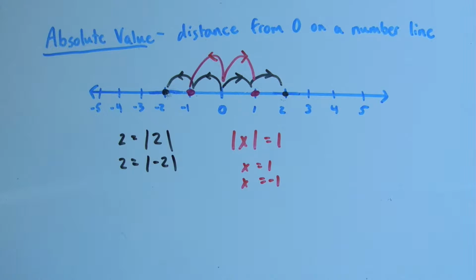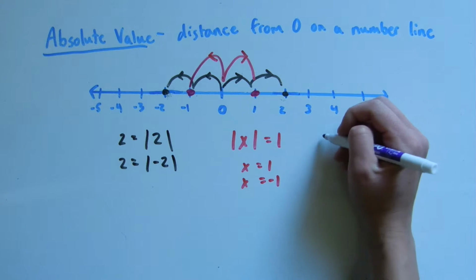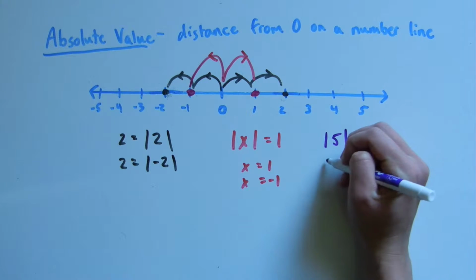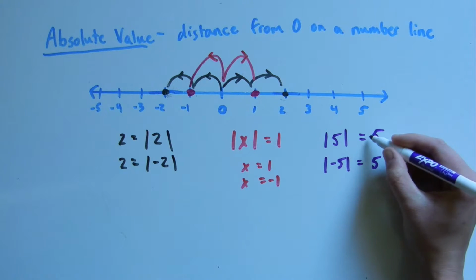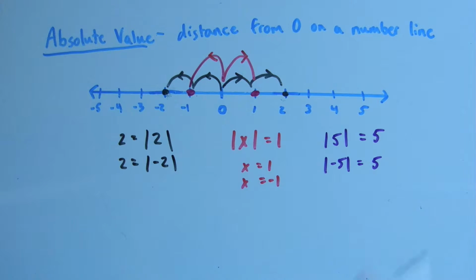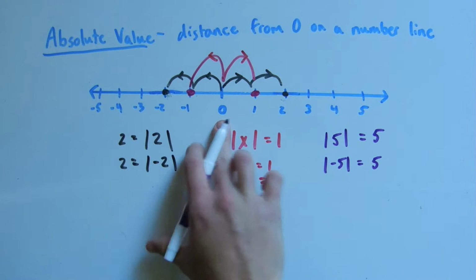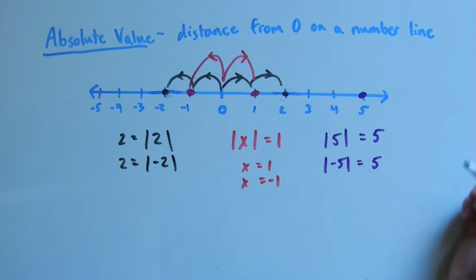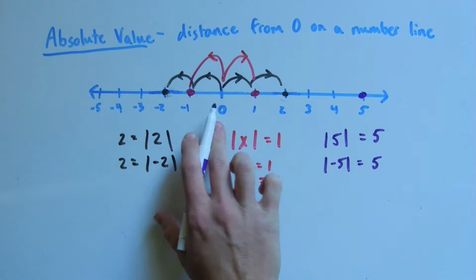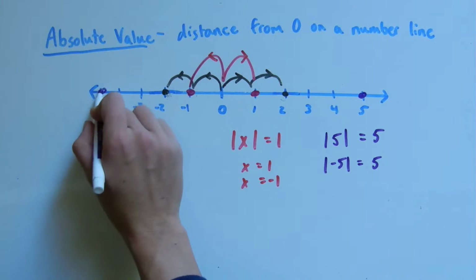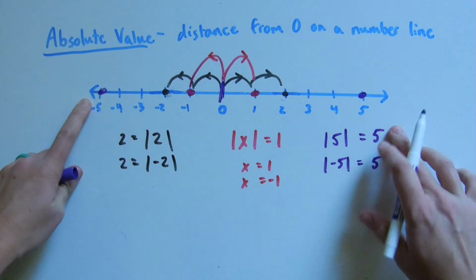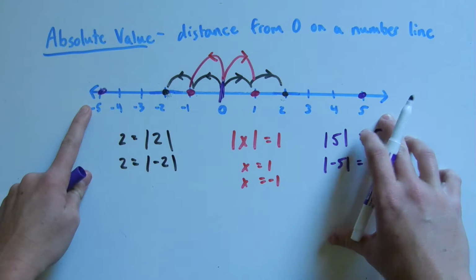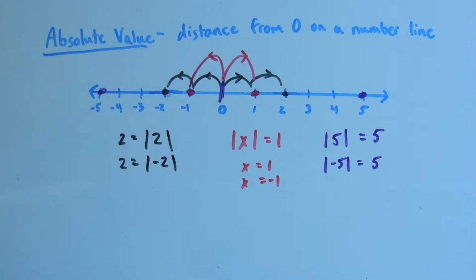So regardless of whether you have a 5 or a negative 5, the answer is always positive because it's the distance away. So the distance from 0 to get to 5 is 5 steps. So 5, or the distance to get to negative 5 is still 5. 5 and negative 5 are the same exact distance from that 0. And that is a review of the absolute value.